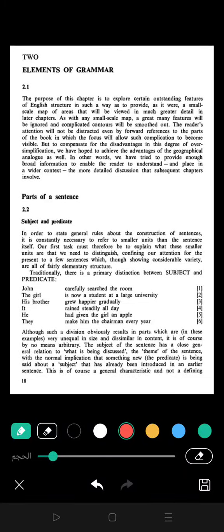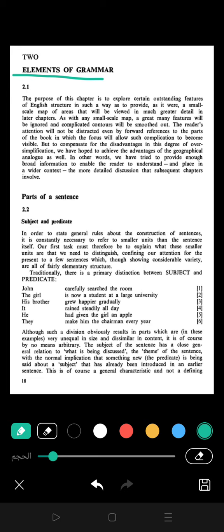Okay, I will explain this book. The title of this book is A University Grammar of English by Quirk. I will start from chapter 2. By the way, this book is for the third stage, studied in most of the universities. So the first, chapter 2, is elements of grammar.